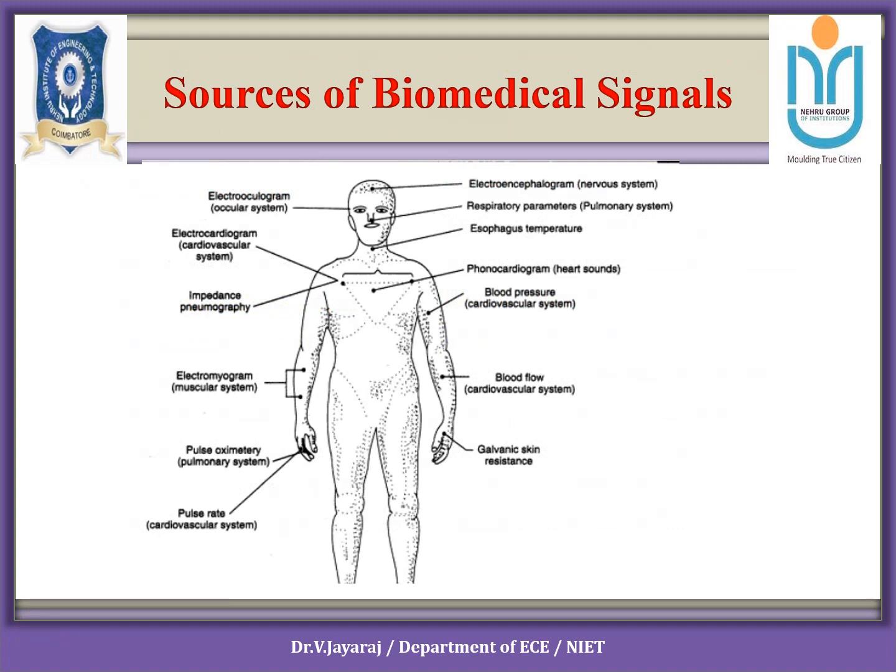Based on this, we classify the different types of signals produced from our human body. What are the different bioelectric signals produced by the various organs? The biosignals generated by the cells inside our eye are called the electrooculogram. The biosignals produced by our heart, or cardiovascular system, are called the electrocardiogram. The bioelectric signals produced by our muscular structure are called the electromyogram. Pulse rate, cardiovascular system; phonocardiogram, produced by the heart; blood pressure, again a signal produced by the cardiovascular system; blood flow, cardiovascular system.